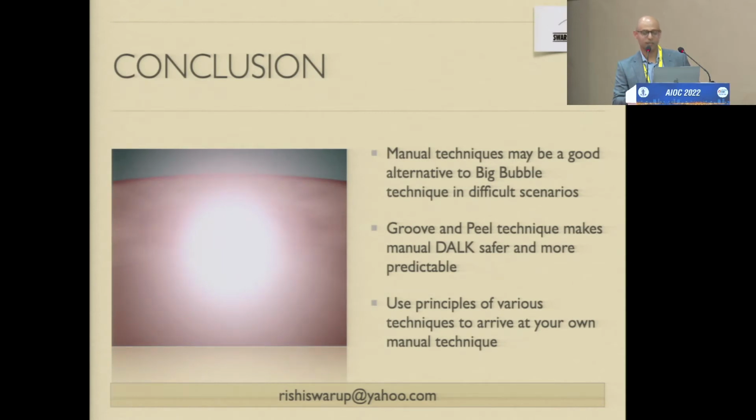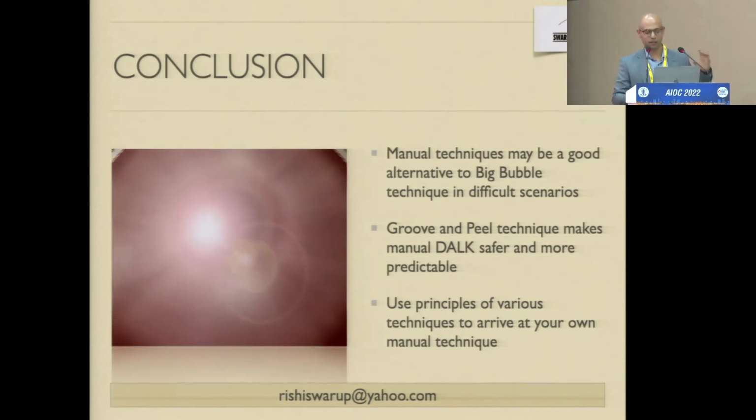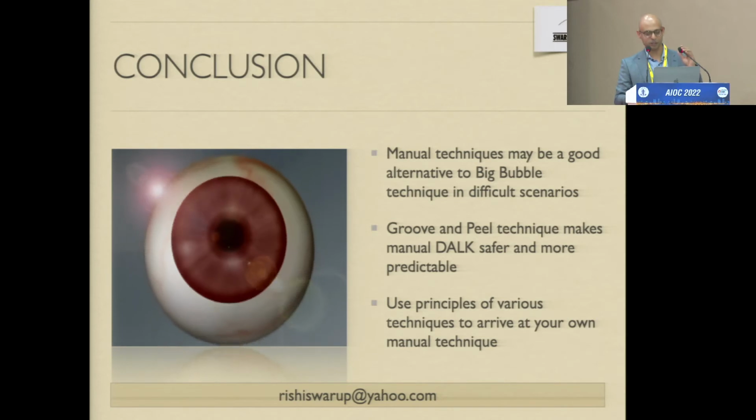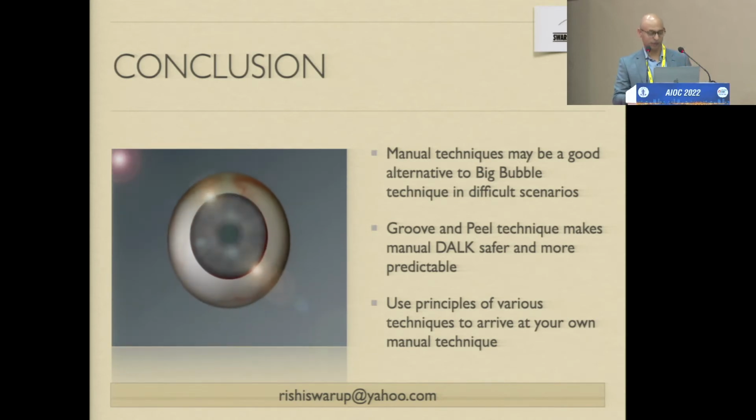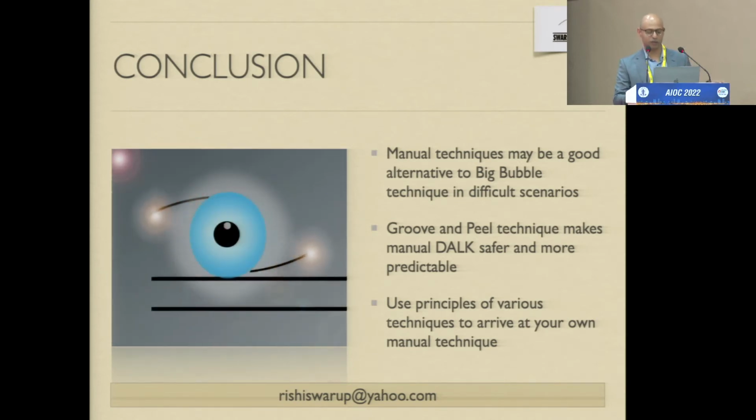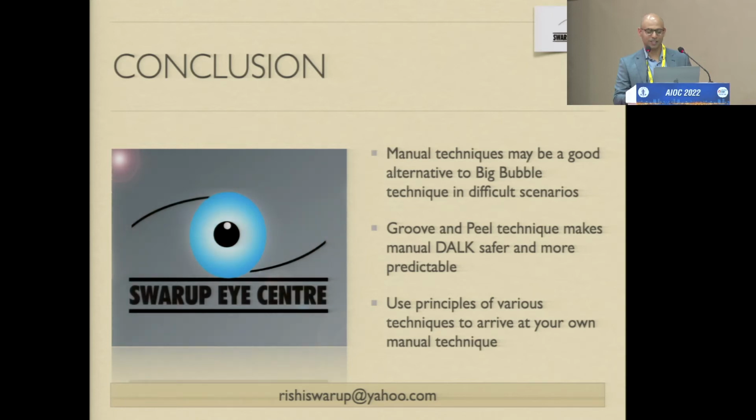So manual techniques are a good alternative to big bubble, especially in difficult scenarios, and in fact I use it as my primary technique of choice. It makes DALK safer and more predictable if you use the right instruments, of course. My small tip would be to use principles of various techniques to arrive at your own technique, and even when you're doing one technique, if you have a problem, you can use principles of the other. Don't stick to just one technique, and that will make your DALK a lot more fruitful. Thank you.